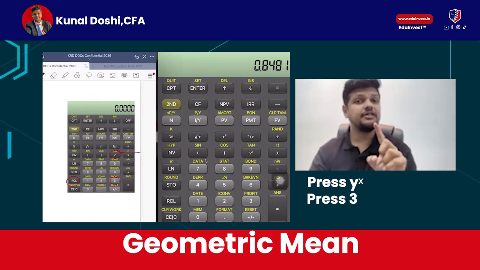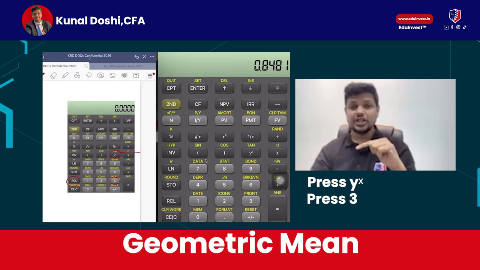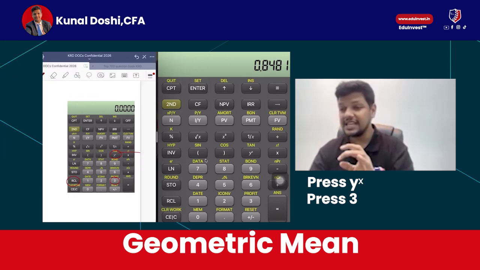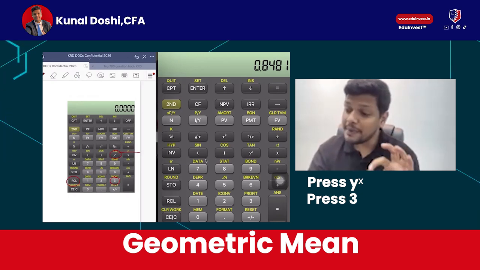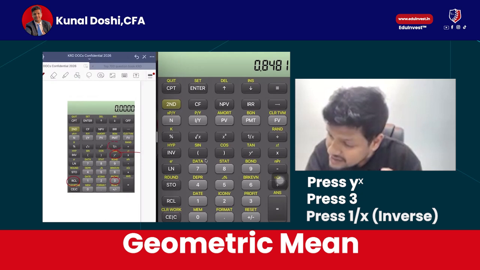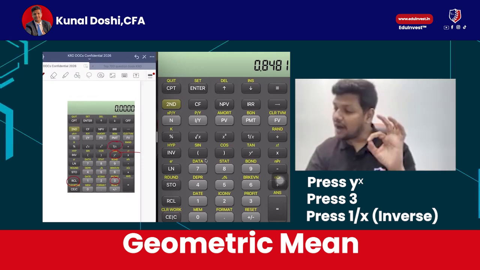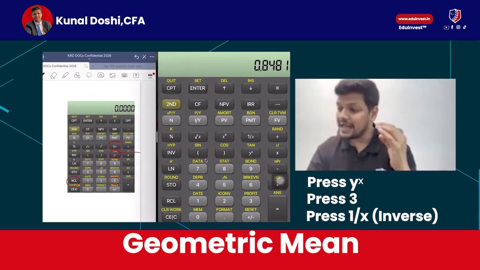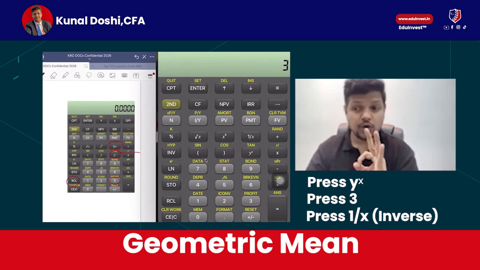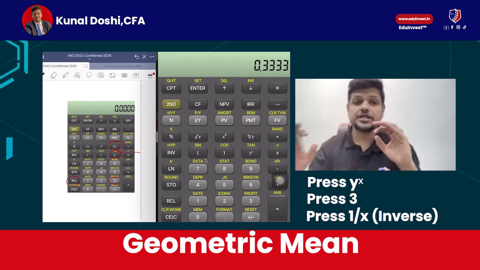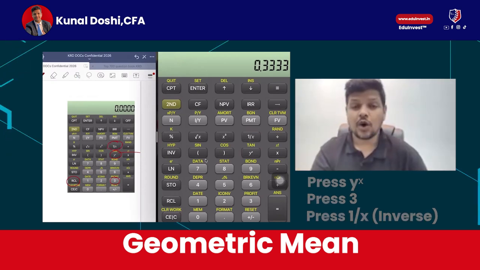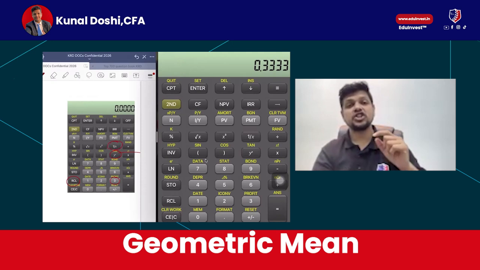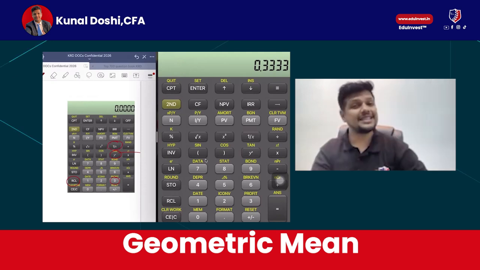But we don't want 3, we want the inverse of 3, correct? So after pressing 3, we will not press equal to, we will press the inverse button which is here just above y to the power x. So after I press y to the power x, I'll press 3 and then I'll not press equal to, I'll press the inverse button which is above the y to the power x. Now when I inverse, it gives the instruction do compounding 1 by 3, not 3.